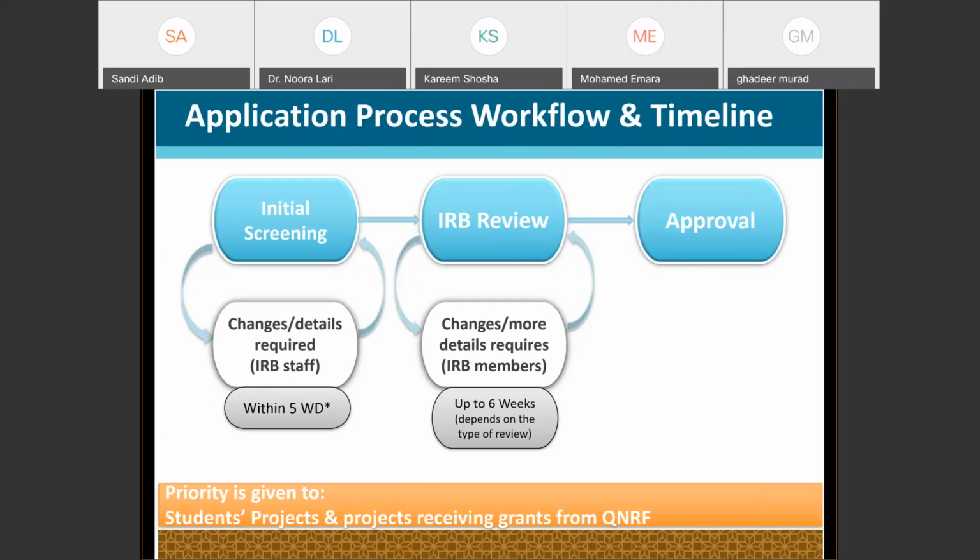The member sometimes cannot take a decision without having those changes and details available or clear. So for a member to decide on your application or to give it a review category, some information has to be provided. If everything is clear in your application, then maybe the member won't ask for any further requirements, and it will go directly to the approval process.